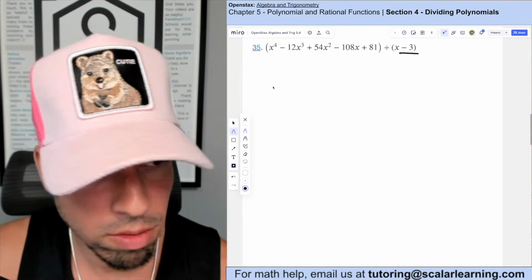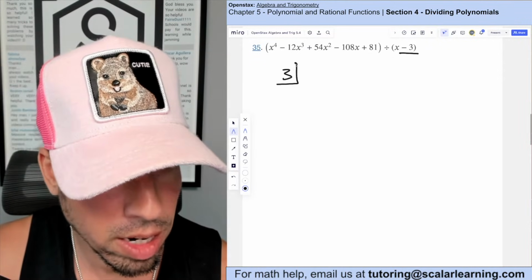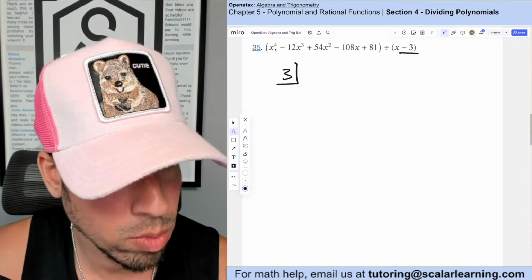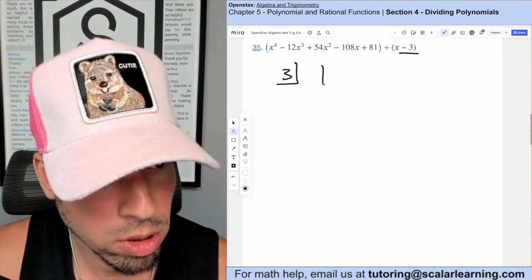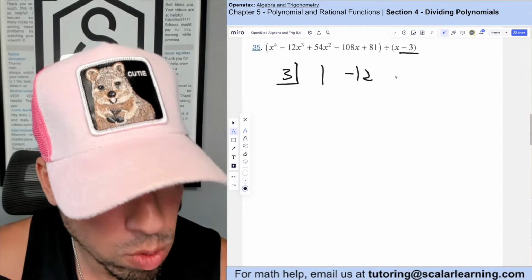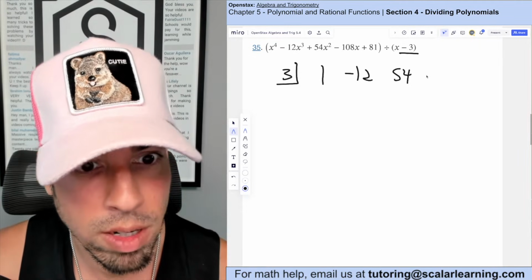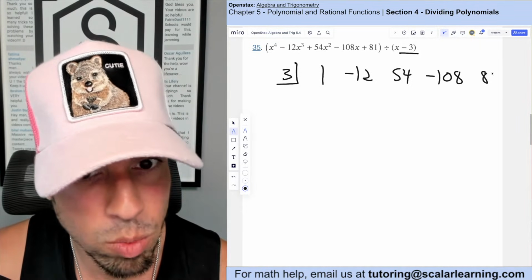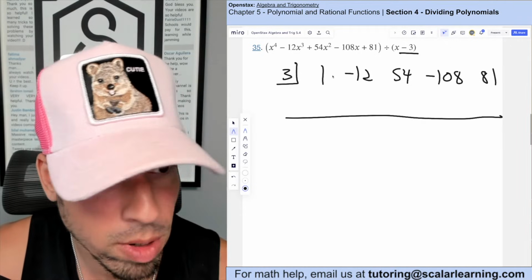Boom, done. We're going to start by setting this up for synthetic division with the opposite of -3, aka 3, up in the box. And then we have the coefficients. X to the fourth, that's coefficient of 1. Then we have -12. We have 54. We have -108. And that 81 at the end for the constant. All right, let's see what happens.